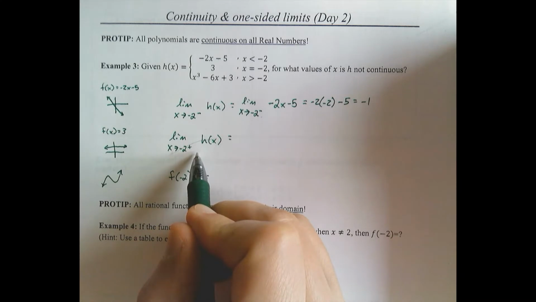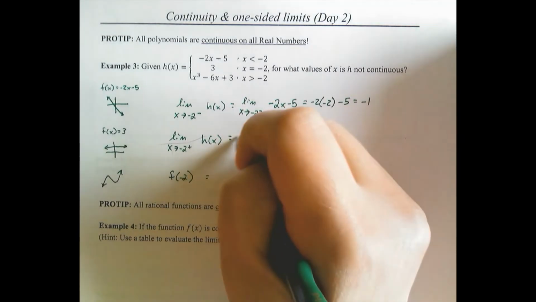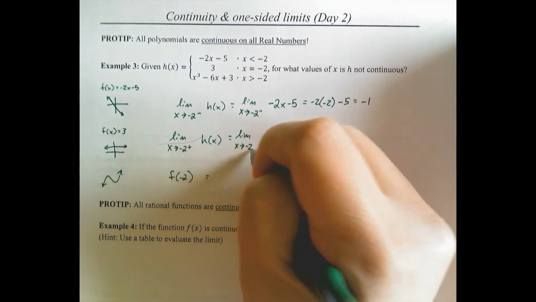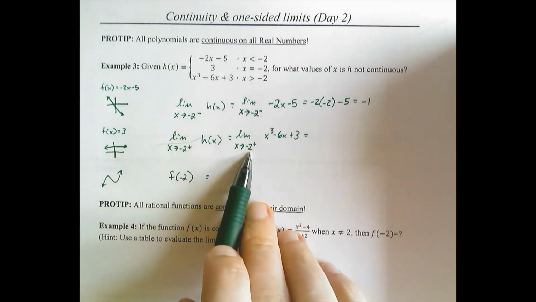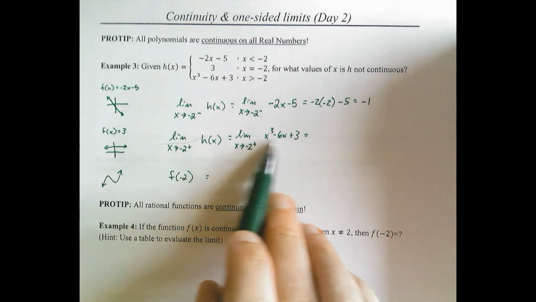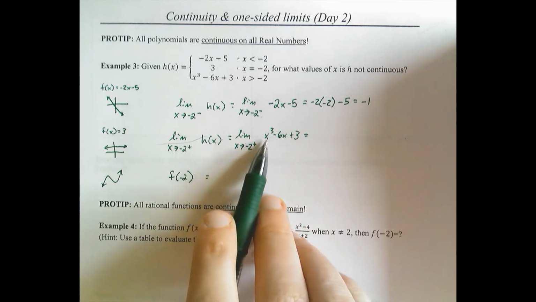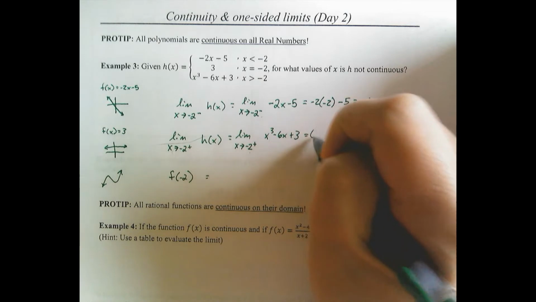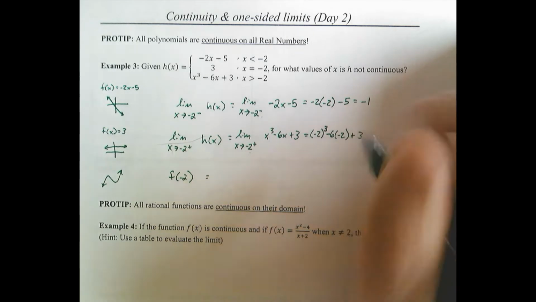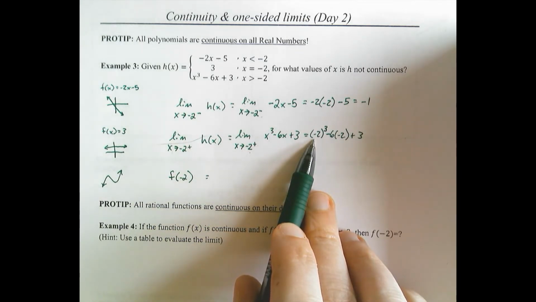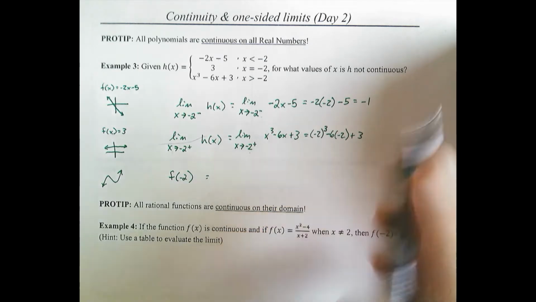When I evaluate from the right-hand side, this is the bottom piece, numbers slightly larger than negative 2. So we'd be evaluating the limit expression on x cubed minus 6x plus 3. Plugging in negative 2 does not cause any problems as far as a divide by 0 error, so we can go ahead and do direct substitution. Negative 2 cubed is negative 8, and minus 6 times negative 2 is plus 12. Negative 8 plus 12 is 4, plus 3 is 7.